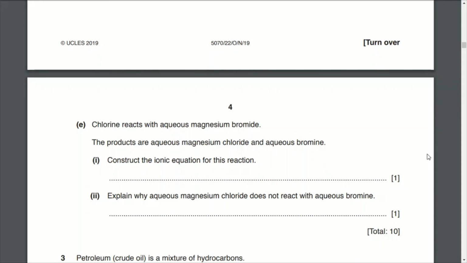Part 2. Explain why aqueous magnesium chloride does not react with aqueous bromine. It is because bromine is less reactive than chlorine. That is why chlorine displaces bromine, and that is why bromine does not displace chloride. Well, I guess you got a bit confused. Once again, my bad, but I'll get back to you with its answer. So, it is that bromine is less reactive than chlorine. That is why it won't displace.